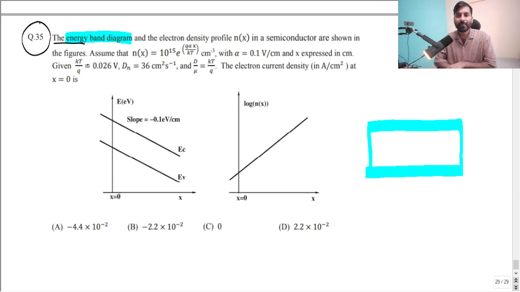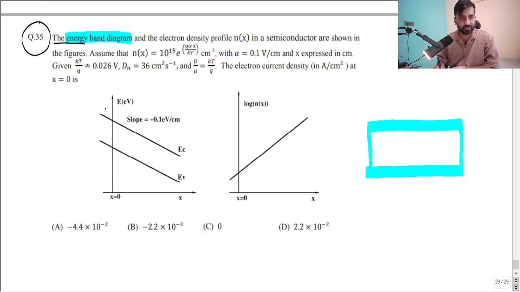They are asking you to find the total electron current density. Total electron current density means what? The diffusion current plus the drift current. So what do you think? As far as the semiconductor is concerned, the semiconductor is in equilibrium. And if you look at the energy band diagram, there is a slope also. Let me show here. There is a slope.